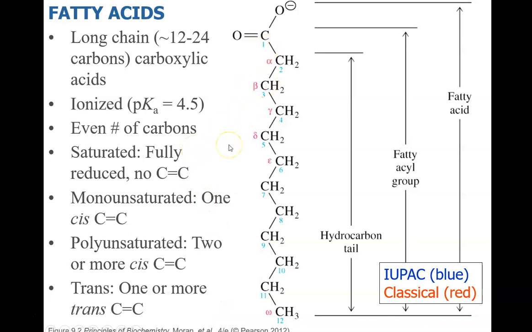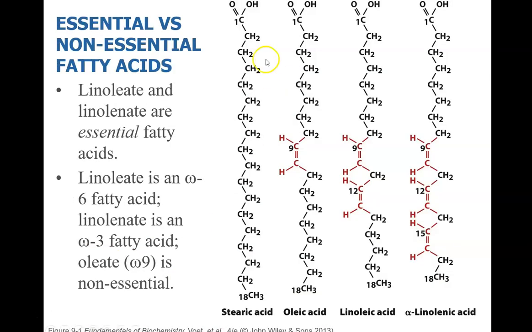This particular picture shows a saturated fatty acid. There are no carbon-carbon double bonds. We can have monounsaturated fatty acids that have one cis carbon-carbon double bond. Polyunsaturated fatty acids have 2 or more cis carbon-carbon double bonds, and trans fatty acids have 1 or more trans carbon-carbon double bonds.